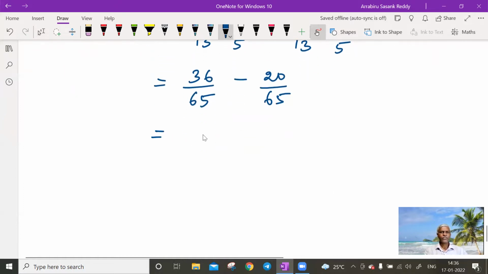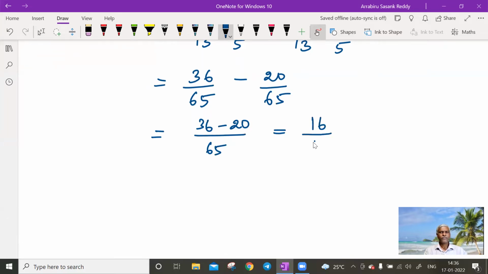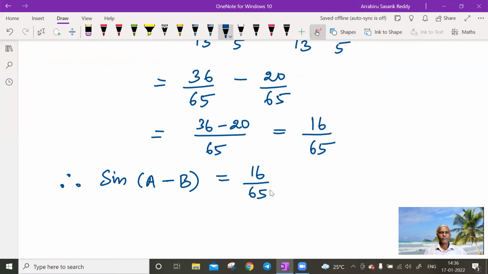And this is equal to 36 minus 20 over 65, which is 16 by 65. So therefore, the value of sin(A minus B) is 16 by 65. So this is how we calculate these values.